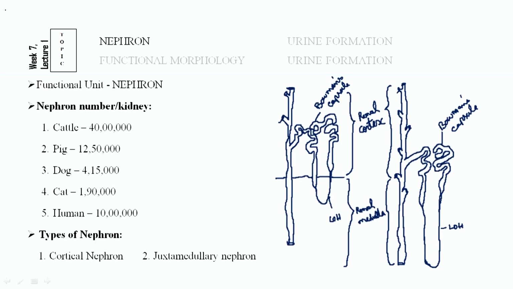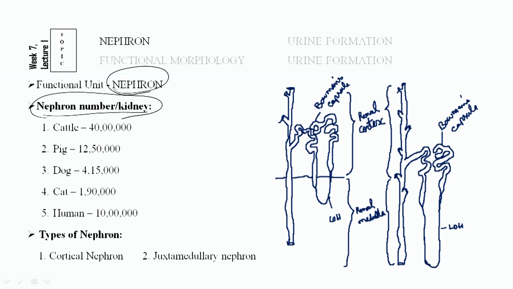Now, as we said, the key player of the kidney is the nephron. The nephron is the basic structural as well as functional unit of a kidney. You should not forget this. And the nephron number varies from animal to animal.